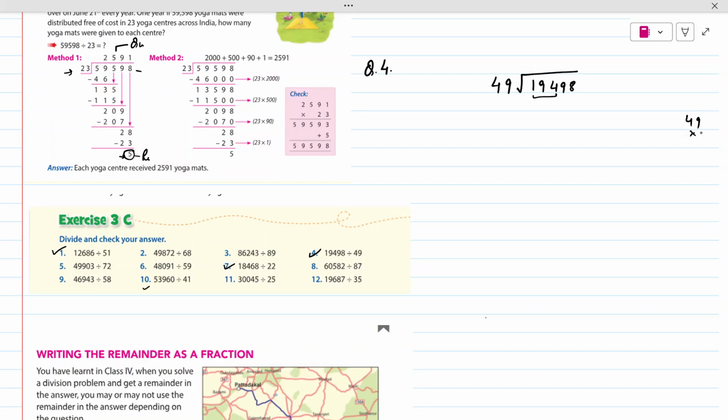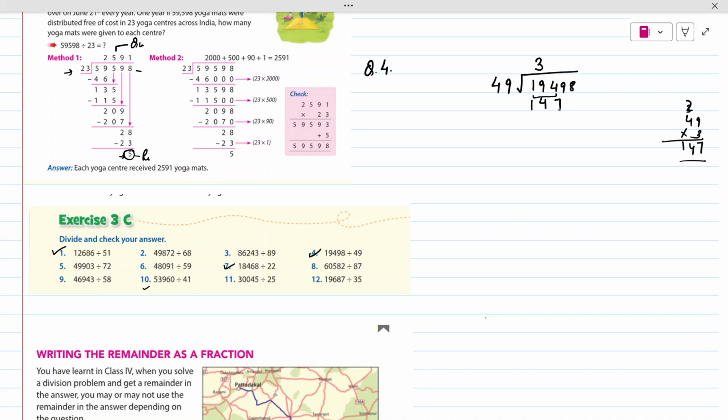So let's try with 4. 4 into 9 is 36, 4 into 4 is 16 and 19. This is more than this, so that means we cannot take this one. Now let us take the smaller number. Let's take 3. 3 into 9 is 27, 4 into 3 is 12 and 14, which is less than this. So that means we can take 3, because with 4 it was coming more.